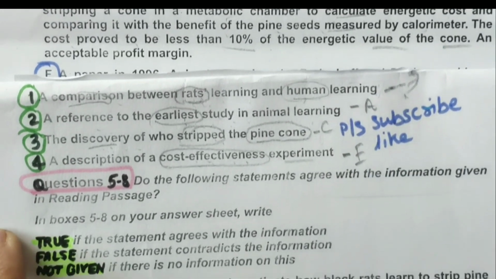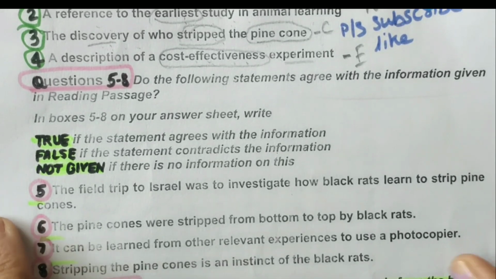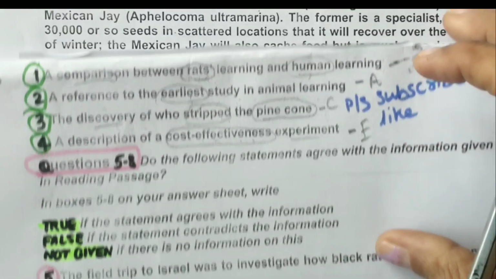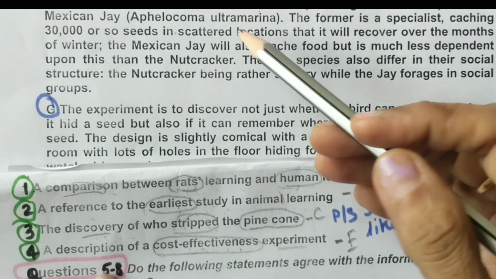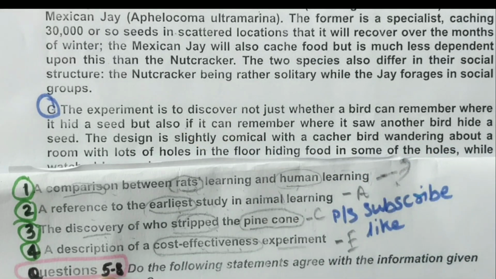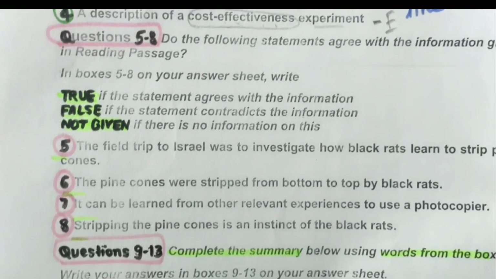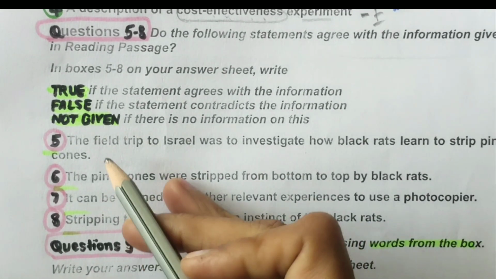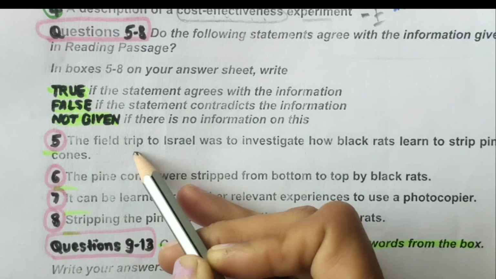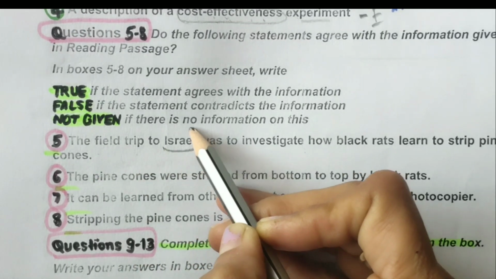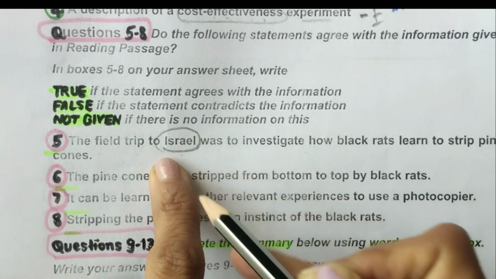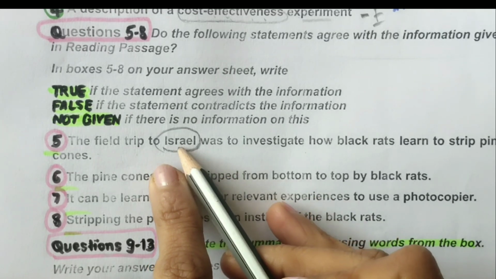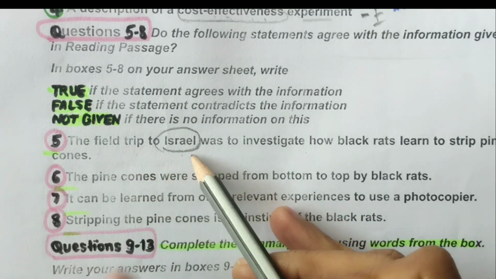Now let's move to the next question. Still we have F and G paragraphs left, so we will not read them. First we will go to the next question. True, false, not given. The field trip to Israel, so we know Israel, which they were talking about in B paragraph, they have started talking about Israel.